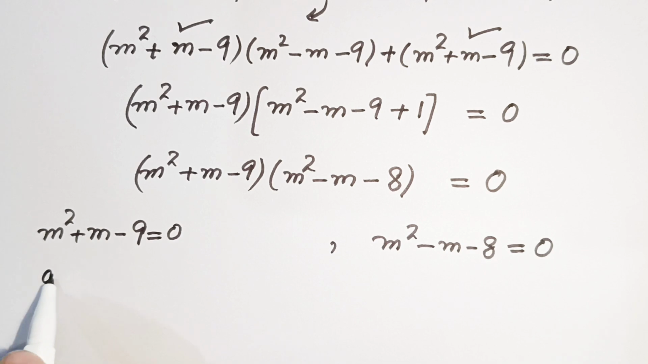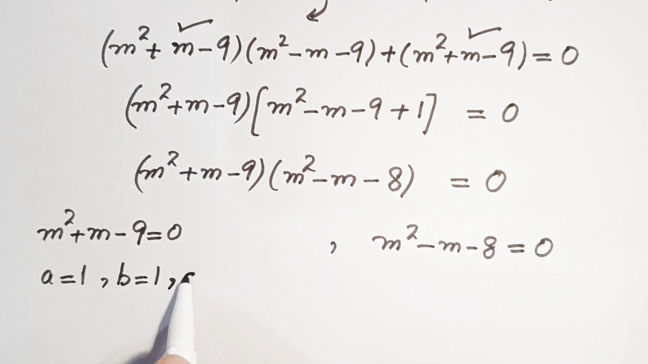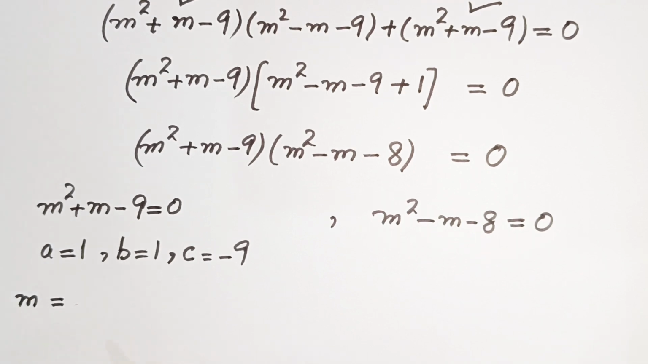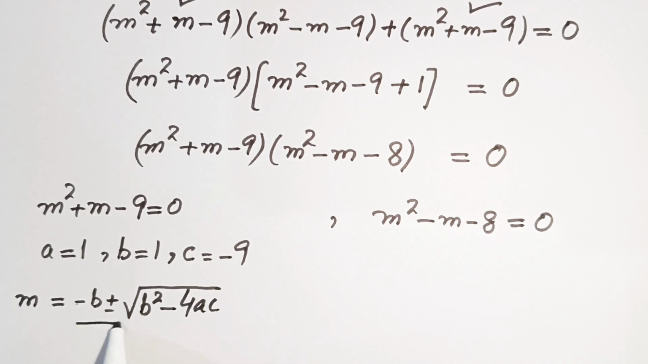For this purpose, here we have the value of a is 1, b is equal to 1, and c is equal to minus 9. Now by quadratic formula, m is equal to minus b plus minus square root of b squared minus 4ac, all over 2 times a.